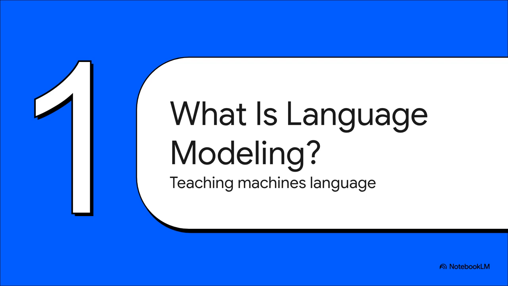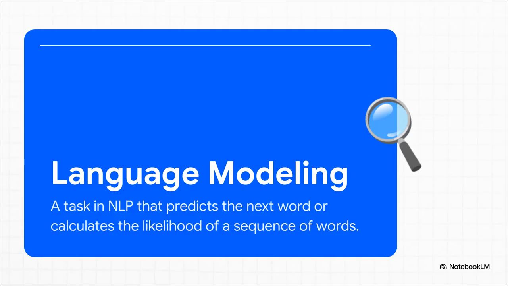Okay, first things first. What in the world is language modeling? If you boil it all down, it's about one thing: teaching a computer the art of human language. It's like we're teaching a machine to talk, write, and understand just like us. Now, the fancy term for this field is natural language processing, or NLP, and at its heart, a language model has one main job: prediction.